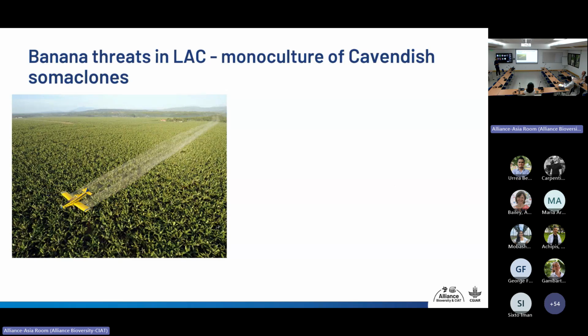Then another trait is also the monoculture. The industry in Latin America is relying mostly on one cultivar group, the Cavendish. So it makes it very vulnerable to disease. There is a need for a lot of fertilizer. So a very narrow genetic diversity.